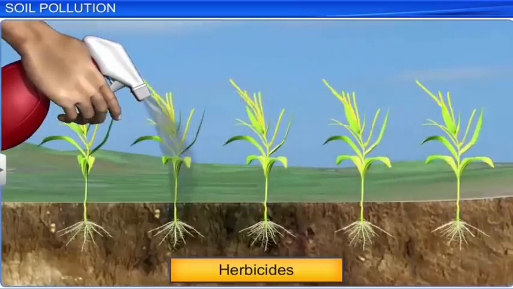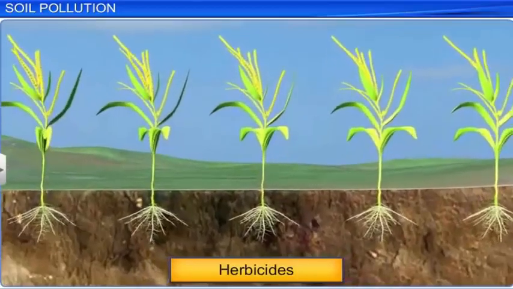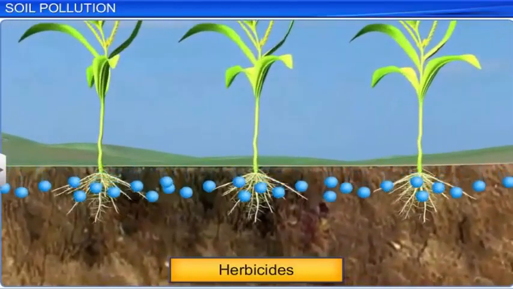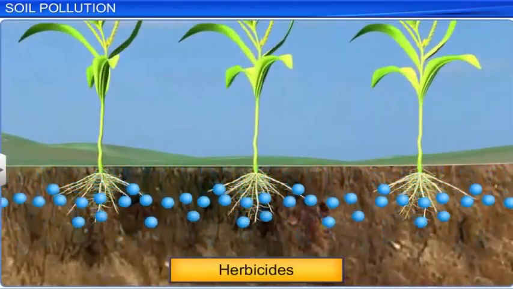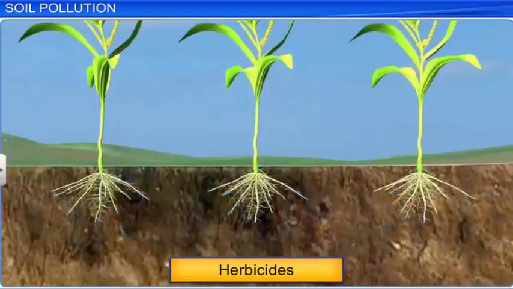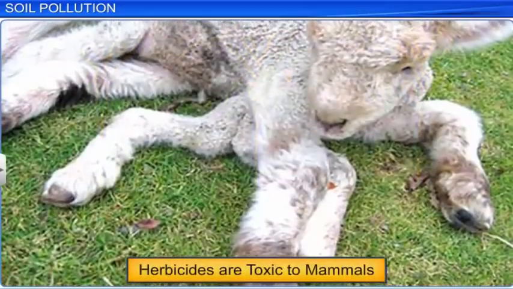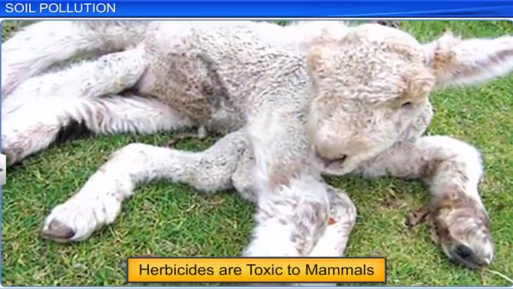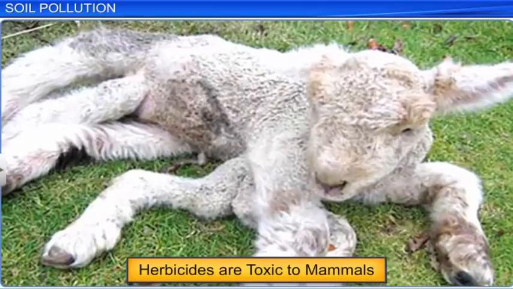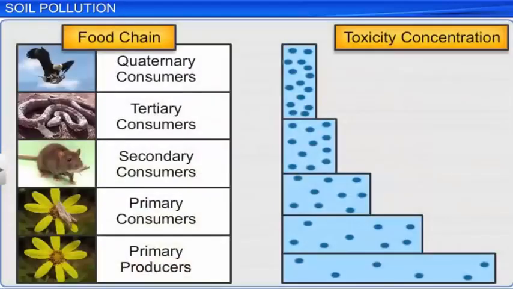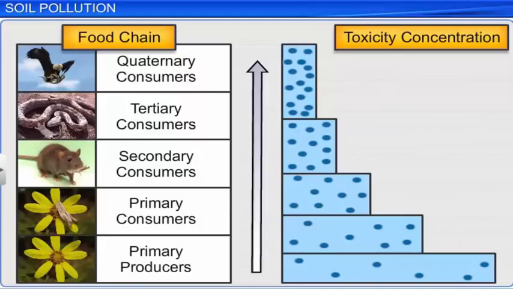Herbicides decompose in a few months and hence are less persistent than organic toxins. However, herbicides are toxic to mammals. They sometimes cause birth defects in some mammals. The toxicity of herbicides also increases with the higher level species in the food chain.